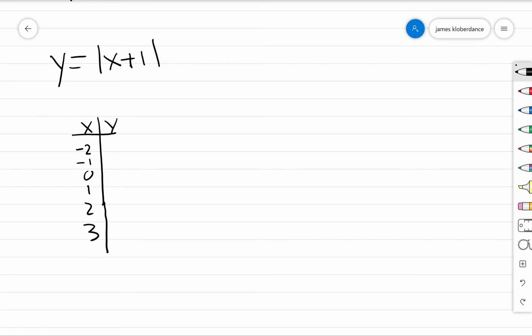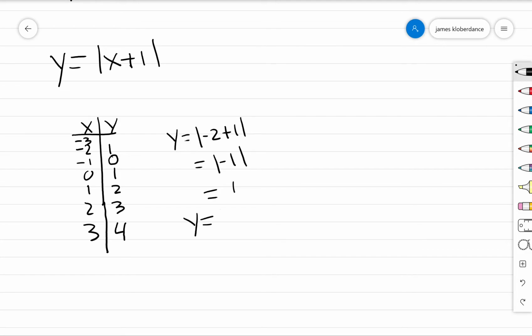See what happens, 3. So when x is 0, 0 plus 1 is 1. When x is 2, we get 2, 3, 4. When x is negative 1, we get 0. When x is negative 2, we get y equals the absolute value of negative 2 plus 1, which is the absolute value of negative 1, which is 1. So this is 1. Let me squeeze one more number in there. The absolute value of negative 3 plus 1 is this, which is 2. So 2.